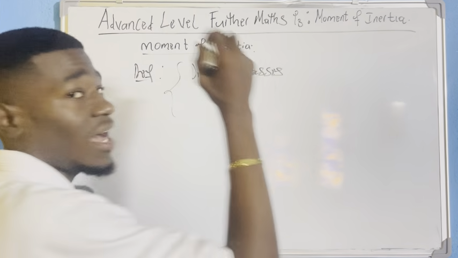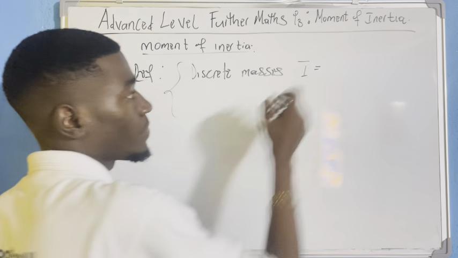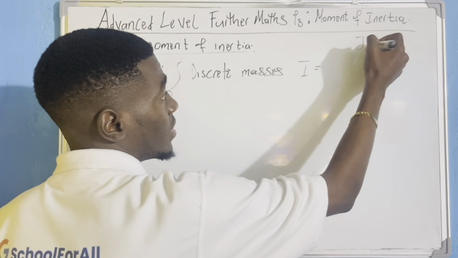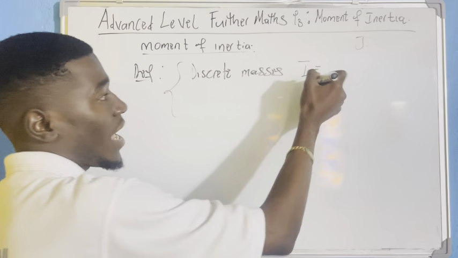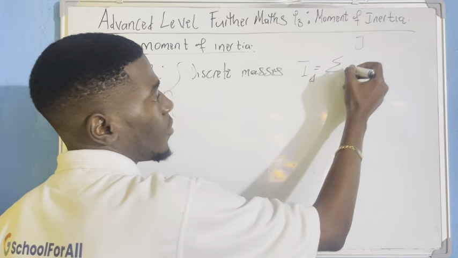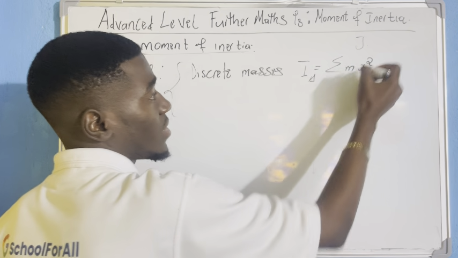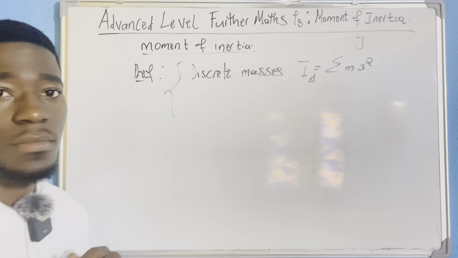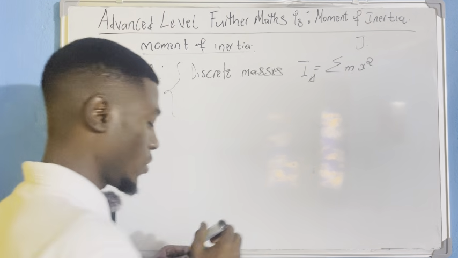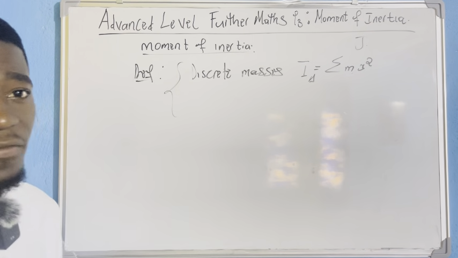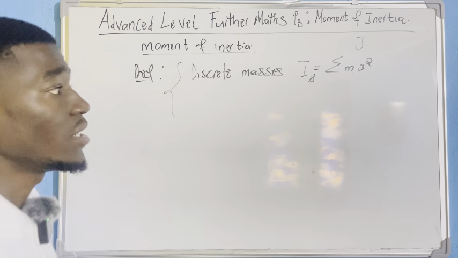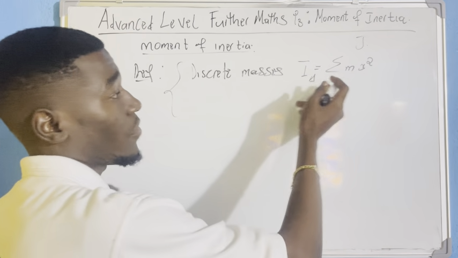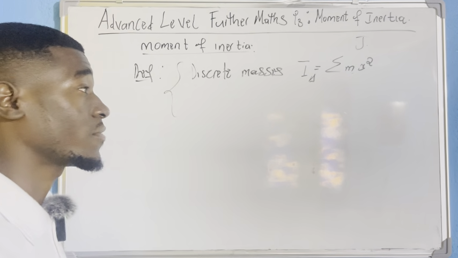For a body having discrete masses, the moment of inertia is denoted as I. For Francophones, it is denoted as what? J. The moment of inertia I about any axis of rotation is given as the sum of those discrete masses times what? Times the distance separating the mass and the axis of rotation. Delta here is the axis of rotation. M is the individual masses of the system, which is the reason why I am summing. Then x is the distance from the axis of rotation to the mass.